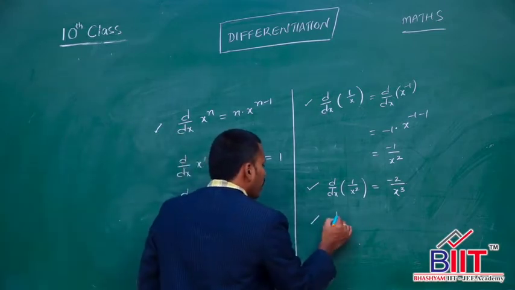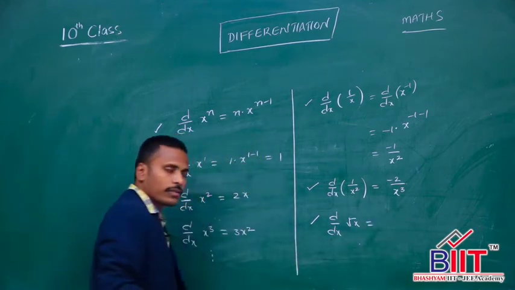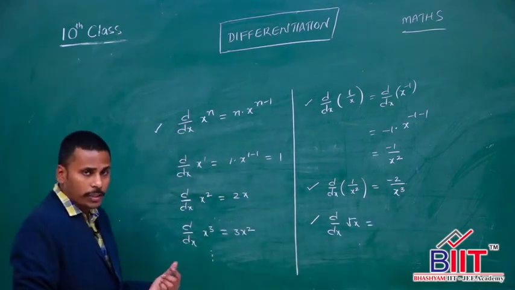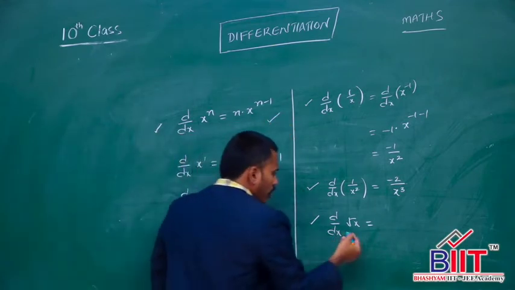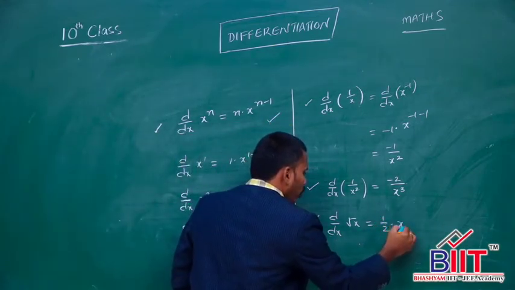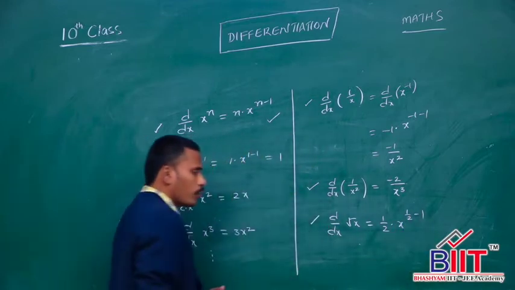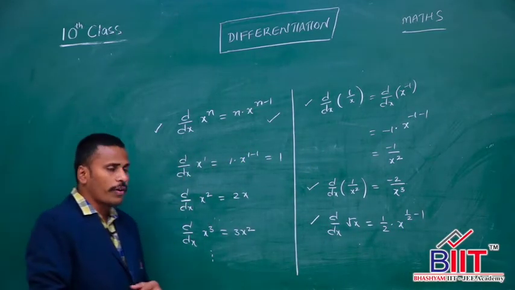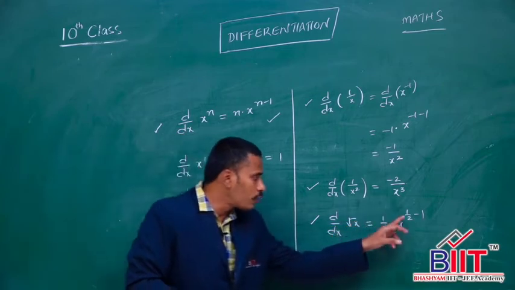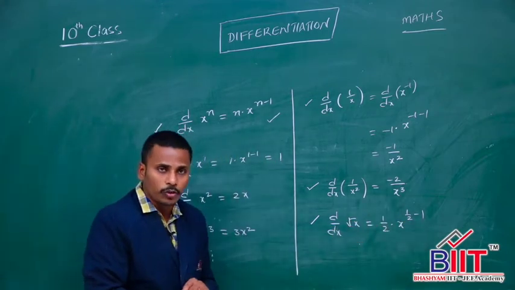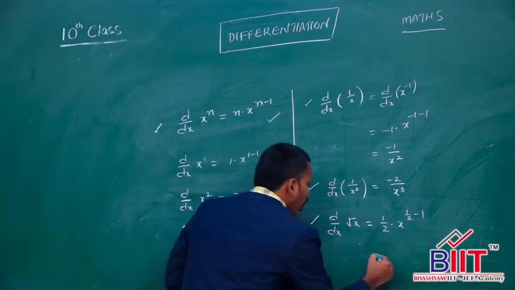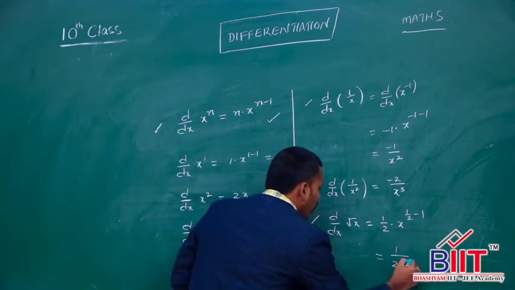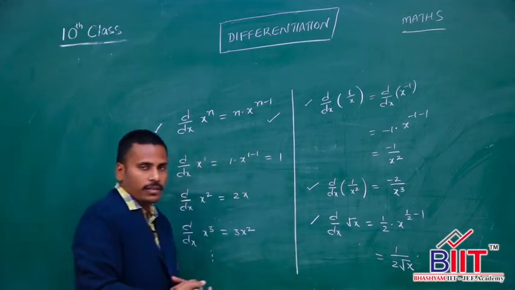And the next thing is d by dx of root x. What is the derivative of root x? See, root x is what? x power 1 by 2. Then by the same standard derivative, its answer is 1 by 2 into x power 1 by 2 minus 1. And in the power of x, I have 1 by 2 minus 1. This 1 by 2 minus 1 is minus 1 by 2. So x to the power minus 1 by 2 is 1 by root x, and on simplification our answer is 1 by 2 root x.